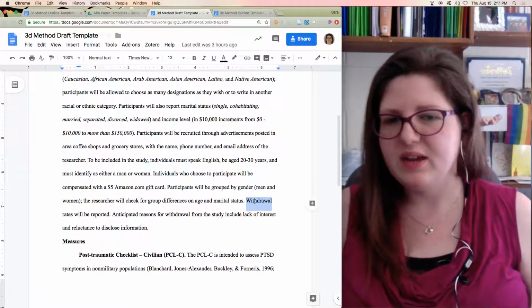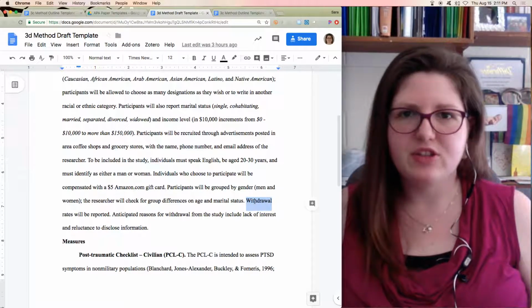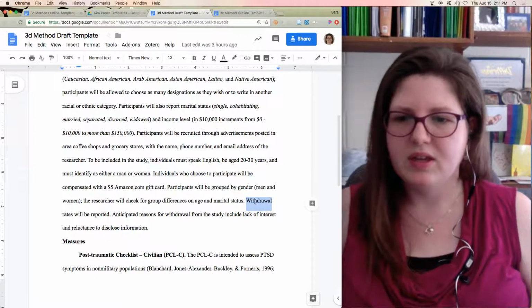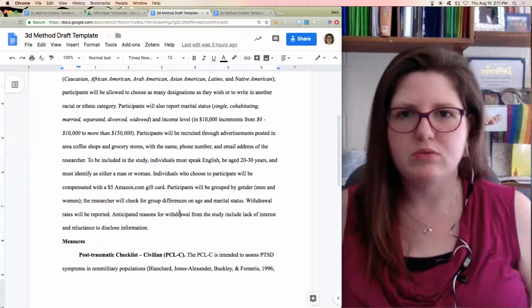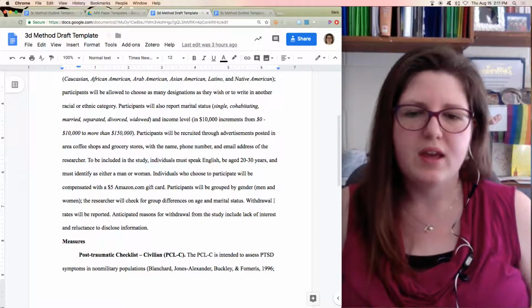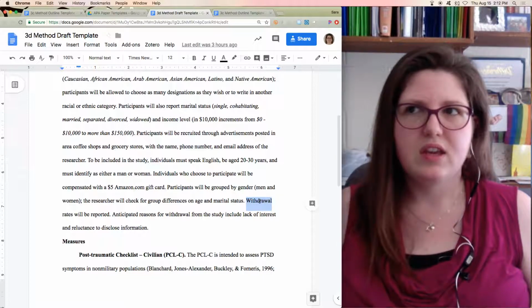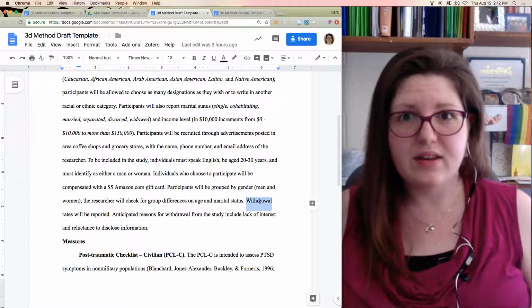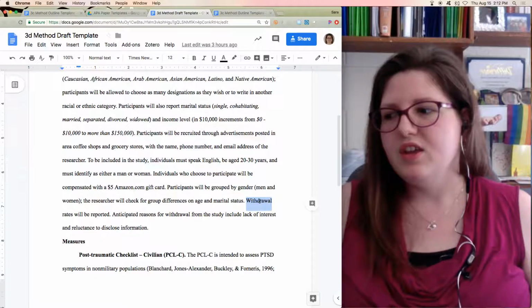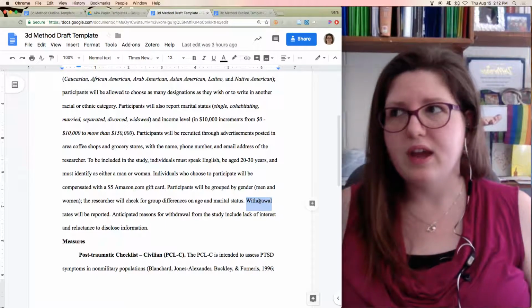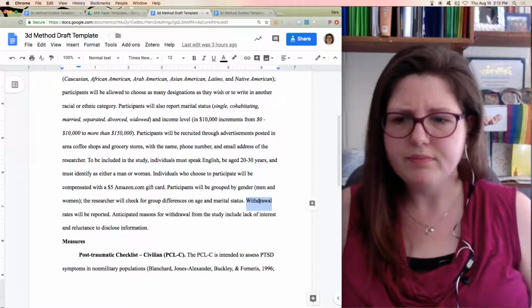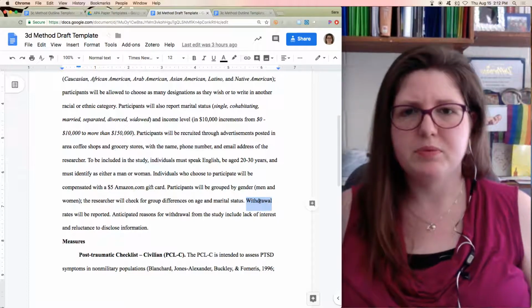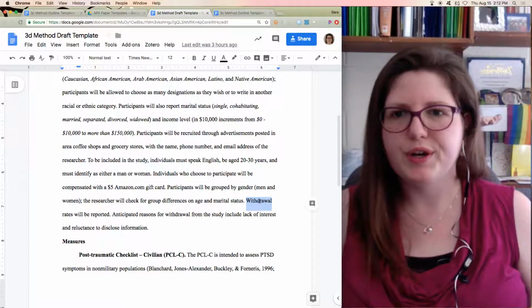Instead of attrition, I'd say withdrawal rates down here. You could say attrition instead if you want: attrition rates and anticipated reasons for attrition. Attrition is the term we use, the more technical term, but here I use withdrawal because attrition is a technical term. For example, when I was first starting college, I don't think I would have known what that meant, especially in the context of research. So when I wrote up the draft, I switched to a more common term, withdrawal.